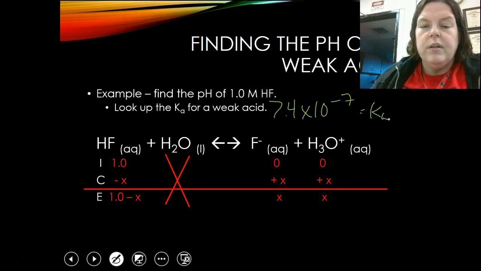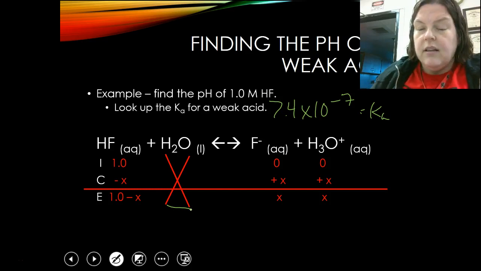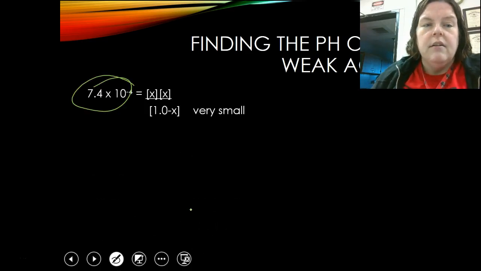Okay, so we are going to set it up. We know that these two things are on top. Water is not included in the equilibrium expression here, that's why it's X'd out. And then we have HF on the bottom. So we've got X squared on the top and 1.0 minus X on the bottom. So that's what we see next.